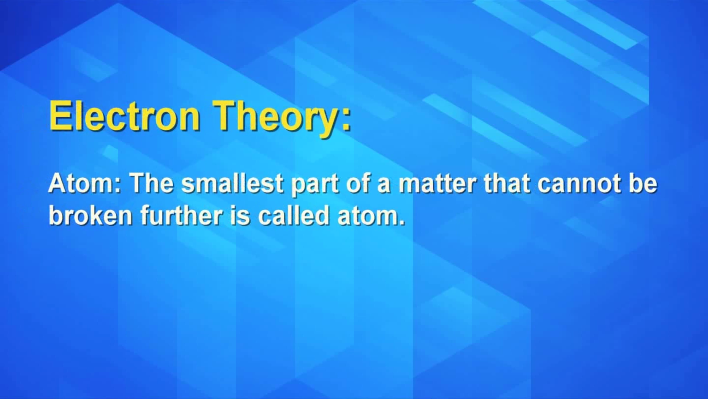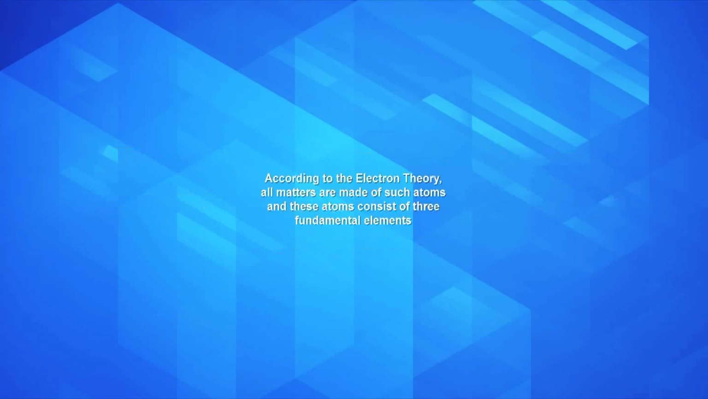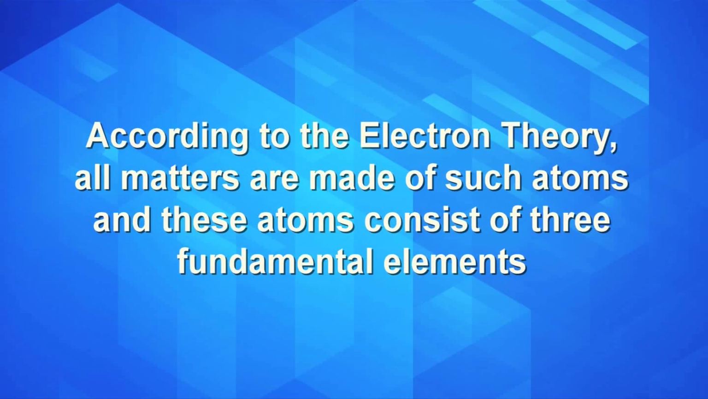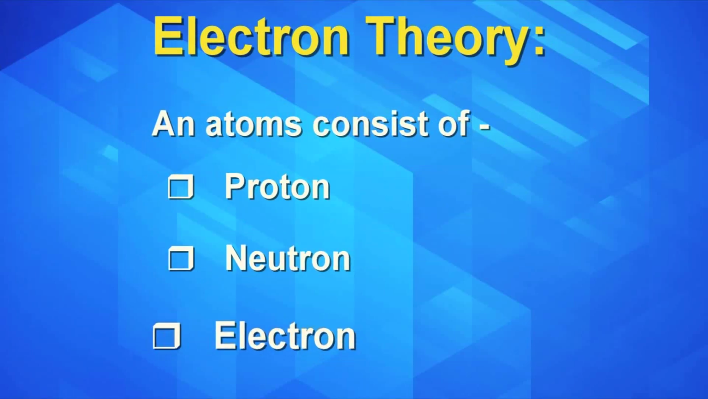Atom. If molecules are further divided into smaller parts, atoms become available. But atoms cannot exist independently. The only exception is when a molecule is made up of only one atom. The properties of an individual atom are totally different from those of the matter. According to the electron theory, all matter is made of such atoms, and these atoms consist of three fundamental elements. They are proton, neutron, and electron.